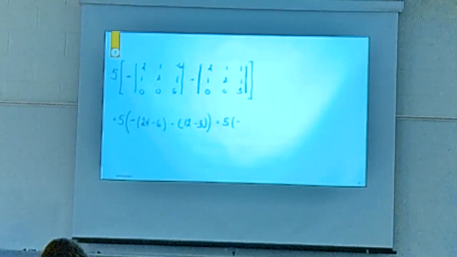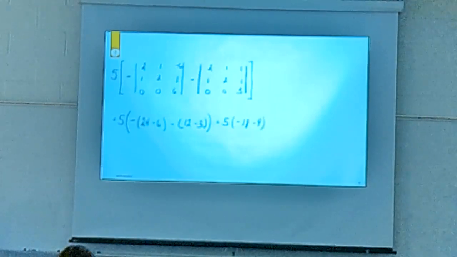24 minus 6 is 18, right? Minus 12 minus 3 is 9. Negative 18 minus 9 is negative 27. Times 5, negative 135. Negative 135, there's your determinant.